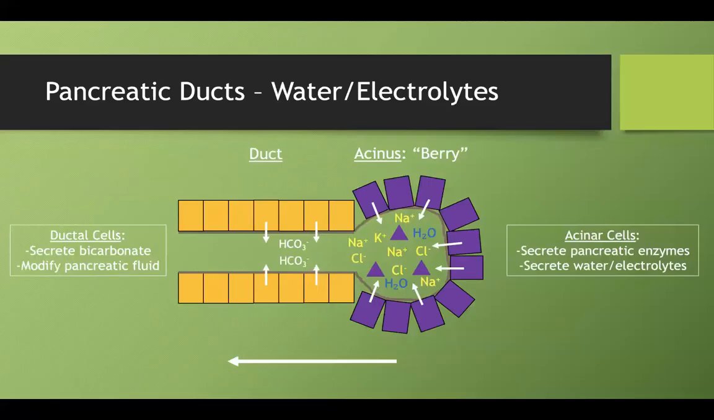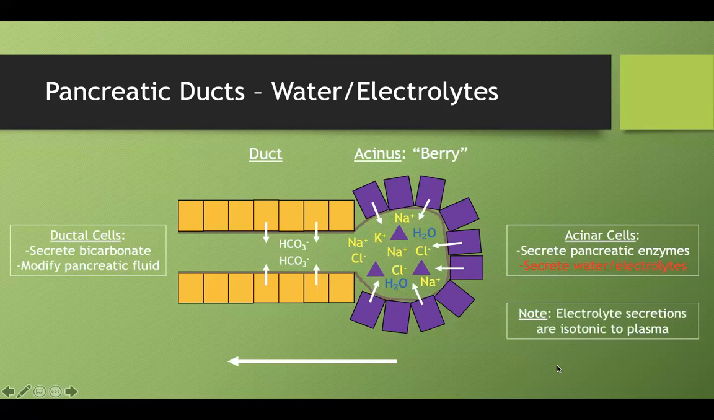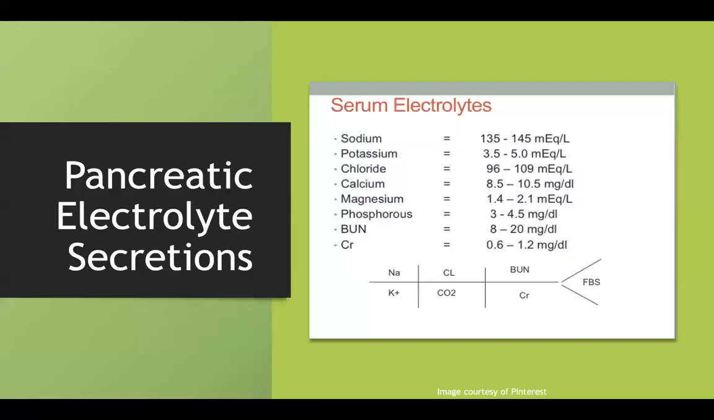So let's talk about water and electrolytes now, as well as pancreatic fluid modification. So as you can see, the acinar cells are responsible for secreting all of these water and electrolytes. And what I want you to remember is that these electrolyte secretions are isotonic to plasma. So what does that mean? If you're isotonic to plasma, that means you have roughly the same concentration of each electrolyte in the pancreatic lumen as you would in the blood.